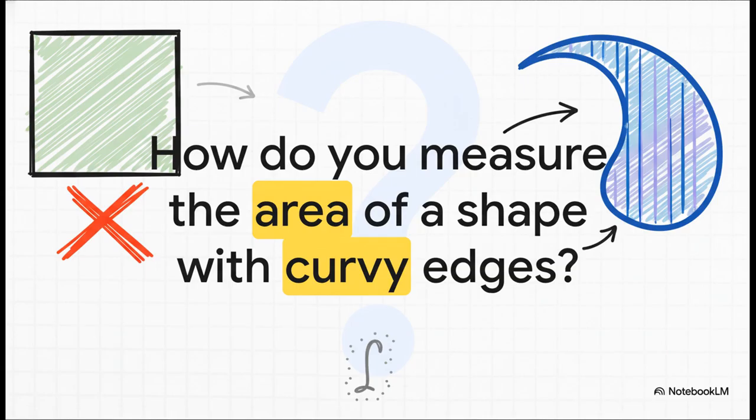So let's kick things off with a pretty basic question. We all know how to find the area of a square, right? You know, length times width. Easy enough. But what about a shape with curved edges? Like this one. All of a sudden, those simple formulas just don't work. So, how do we solve this?